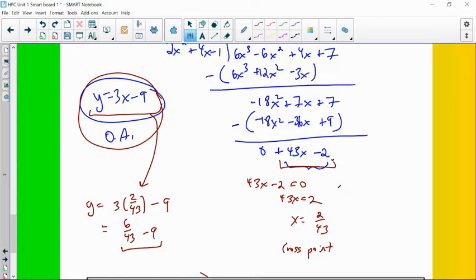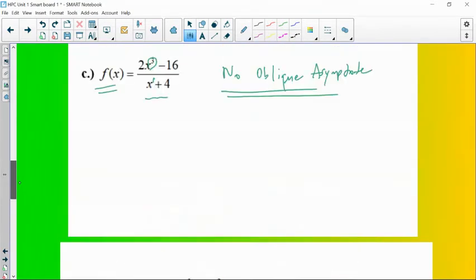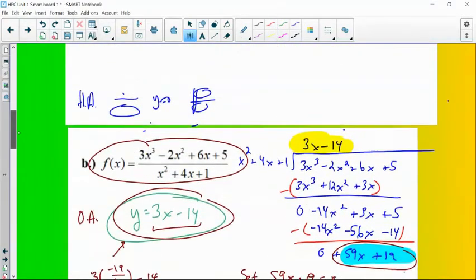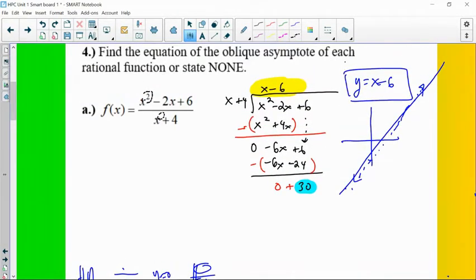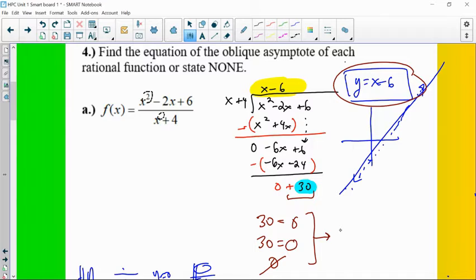Now, it doesn't have to always cross the oblique asymptote. If you take a look at example A, you still go through that same process. Here's the oblique asymptote, y equals x minus 6. Here's the remainder. So set 30, because that's the remainder, equal to 0 and solve. Well, when does 30 equal 0? Never, right? No solutions. So if you get an equation that's impossible to solve, then there's no cross point. There's no time where those two equations are the same. Okay, so that's how you tell if the oblique asymptote gets crossed by the function.